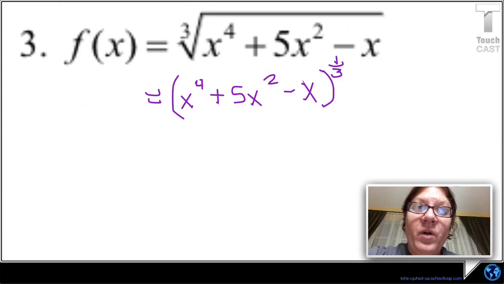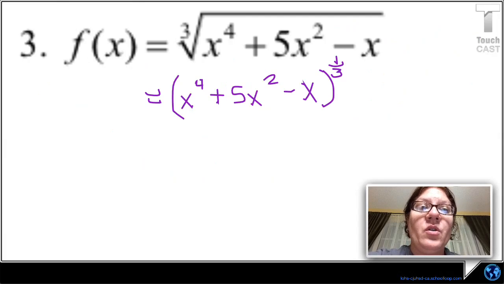Okay, so this is the one where I'm going to have to employ chain rule. And so the first thing I did was I rewrote it so that it has an exponent. And I'm going to pause the video here because I'll need to restart the video on another section.